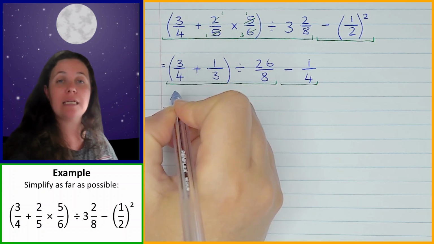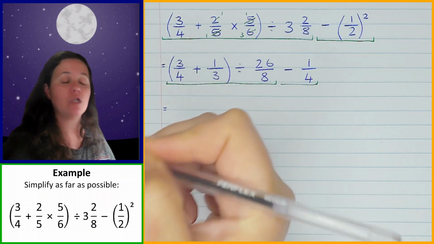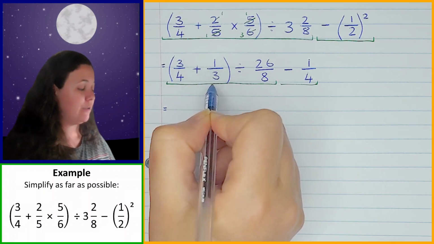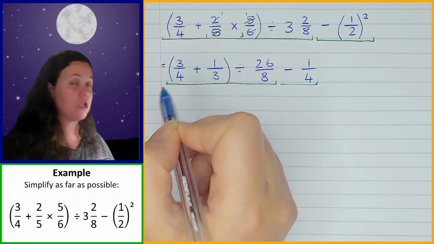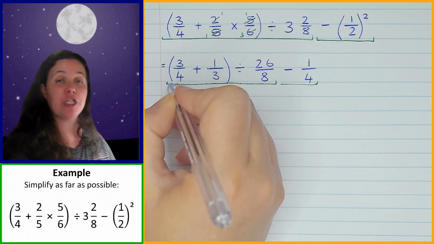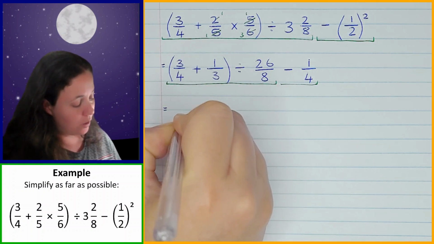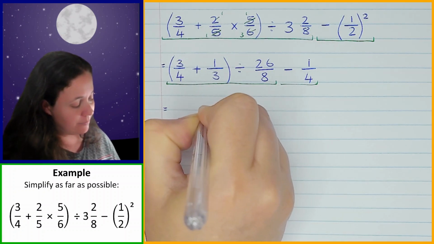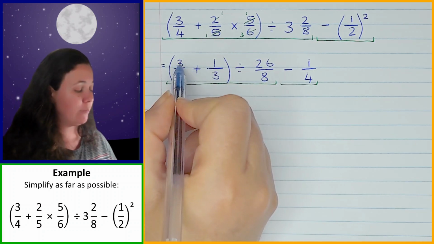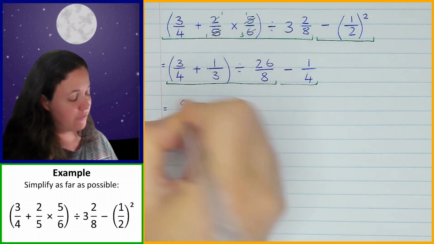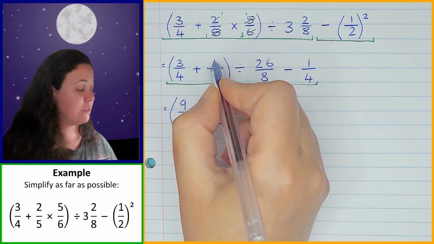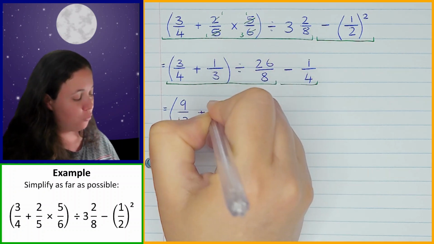So in order to do that, I need to change them to have the same denominator. So if I look at the denominators 4 and 3, the lowest number that both of those can go into, the lowest common multiple, or because they're denominators, the lowest common denominator is going to be 12. So it's going to be over 12 and over 12. This I need to multiply by 3 to get 12. So I multiply the top by 3, and that gives me 9/12. Plus, the 3 over here needs to multiply by 4. So I need to multiply the top by 4, and that gives me 4/12.